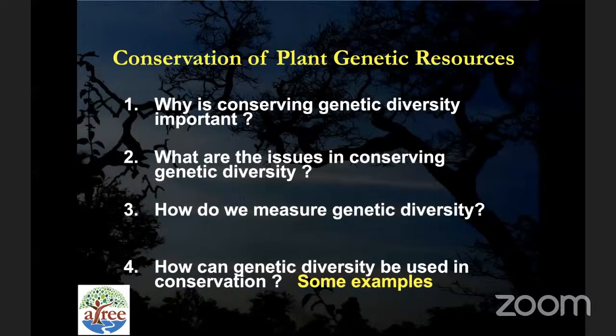I will not talk much about it because you already had some first speaker talking a little bit on that. And then I will talk about examples of how you can use genetic diversity for conservation.